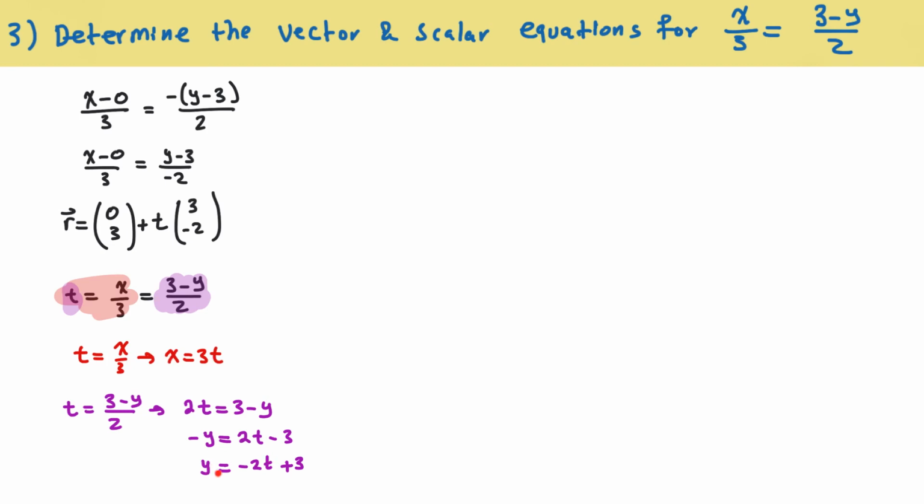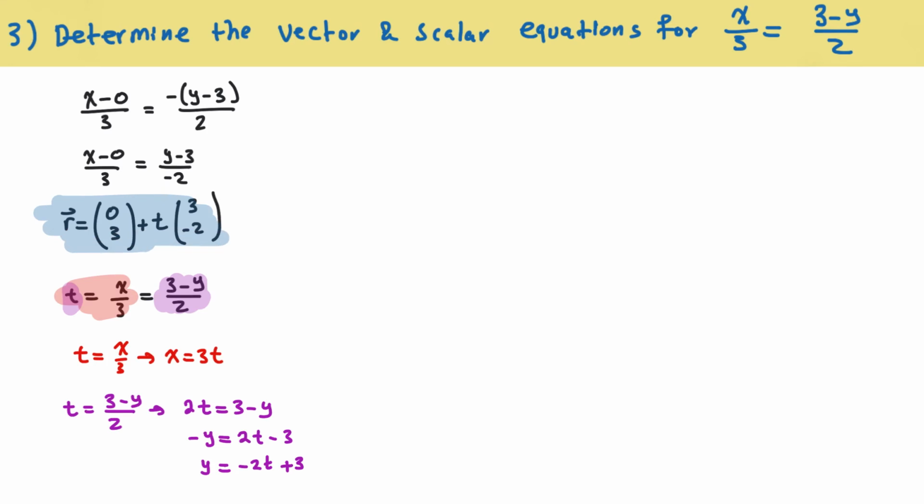And if we look at our equation, this is the parametric equation. We got the x and we got the y, and we can write that in vector form. So x is equal to 3t, it means it's 0 plus t times 3. And y is equal to negative 2t plus 3, it means that it's 3 plus t times negative 2. So this is the answer to the first part.